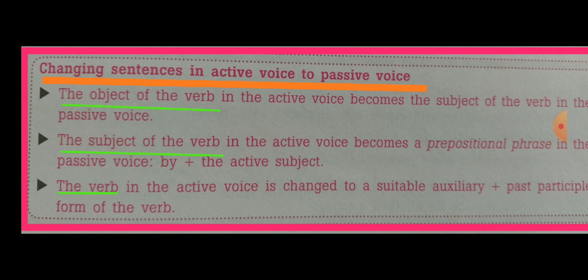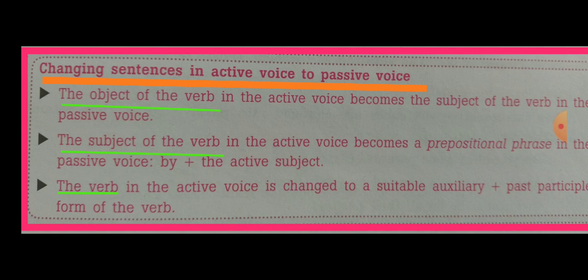Now, changing sentences from active voice to passive voice. We have learned till now what is the use of changing sentences into passive voice, but now the question arises, how will we change? So to change a sentence from active to passive, there are three changes which we have to make: subject will change into object, object will change into subject, and then the verb. Verb will change according to the rule.